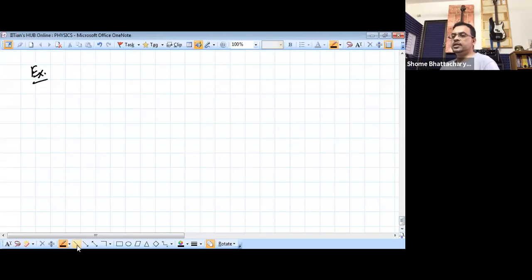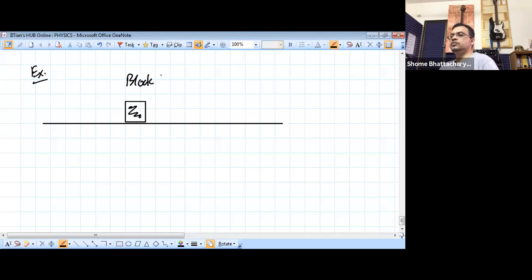Suppose we have again that situation that we have a frictionless surface on which we have a block like this, let's say. Now this is a block which is of mass, let's say 50 kilograms, lying on a smooth surface.